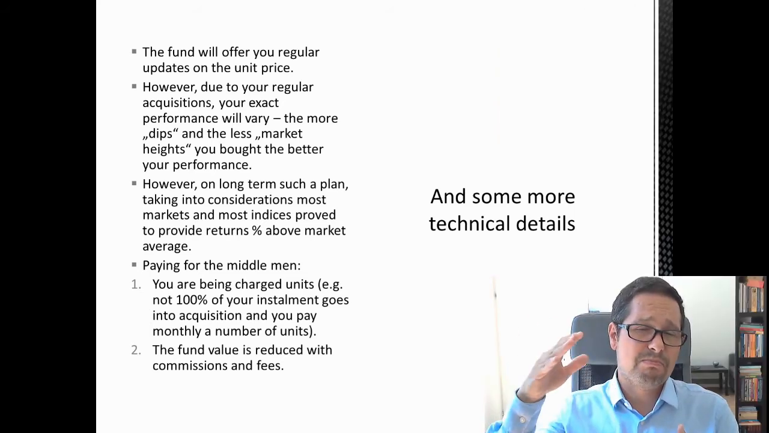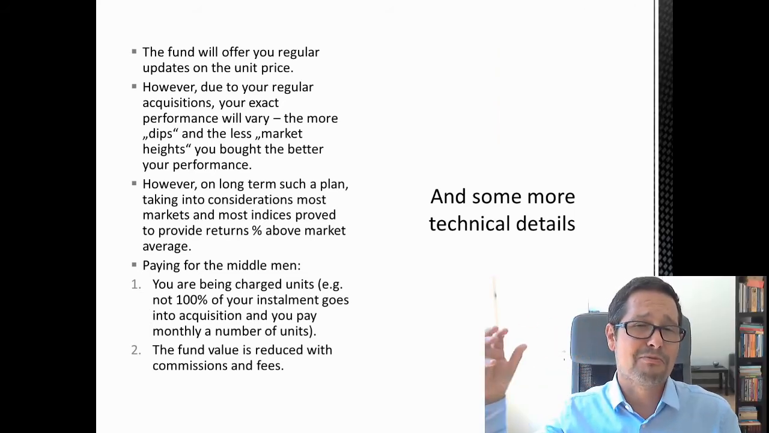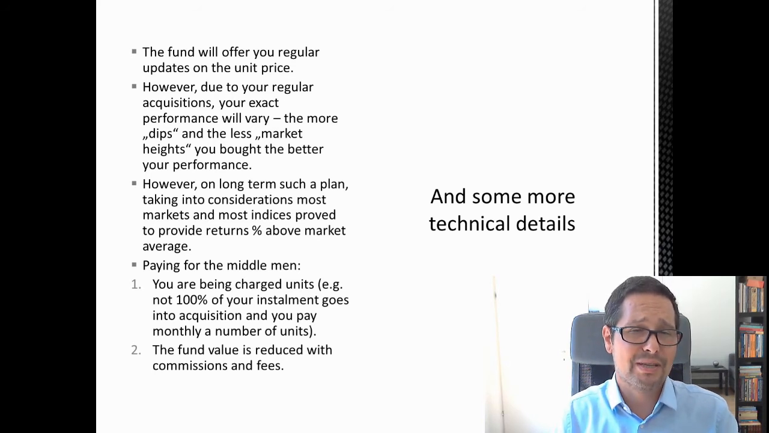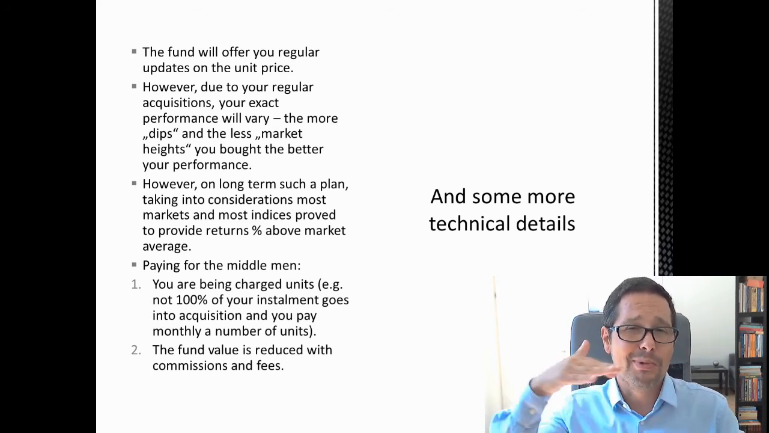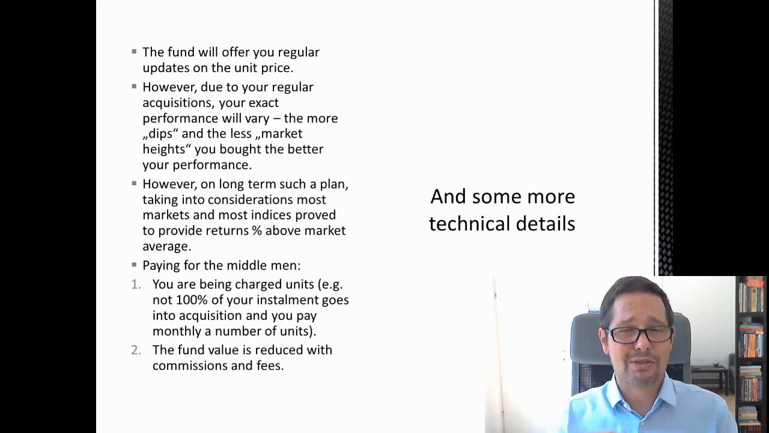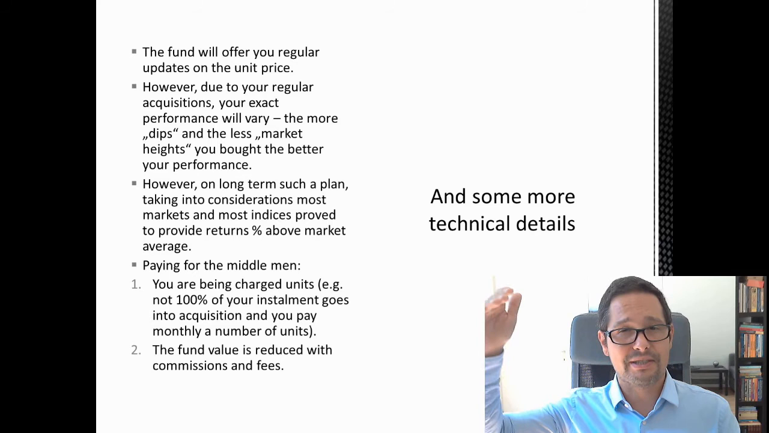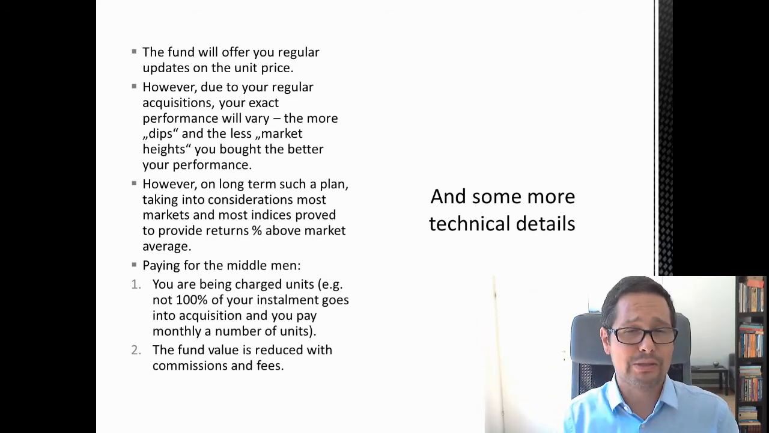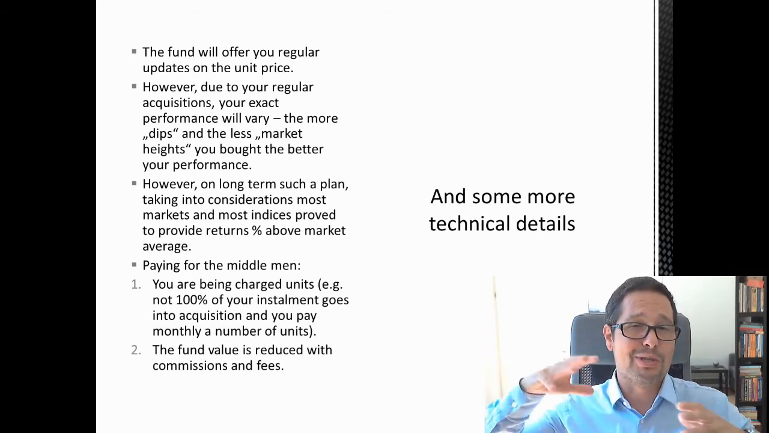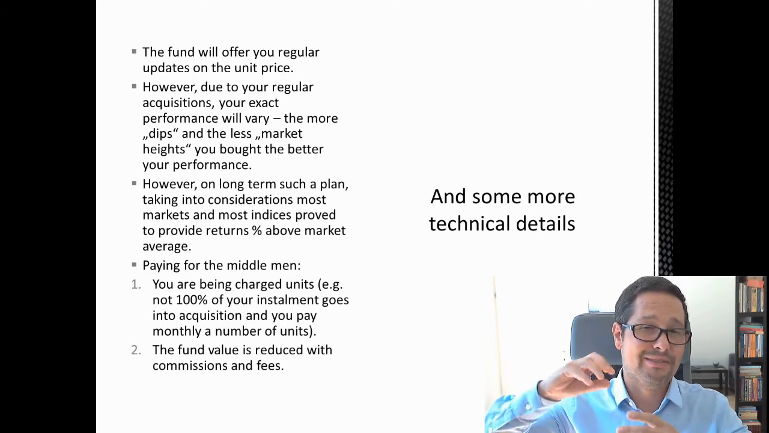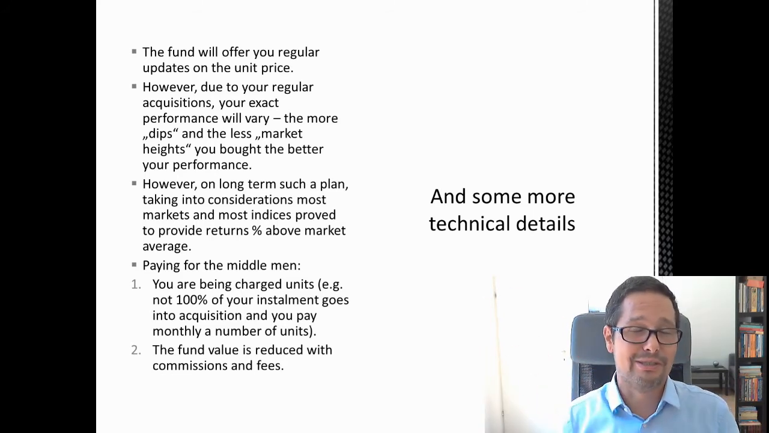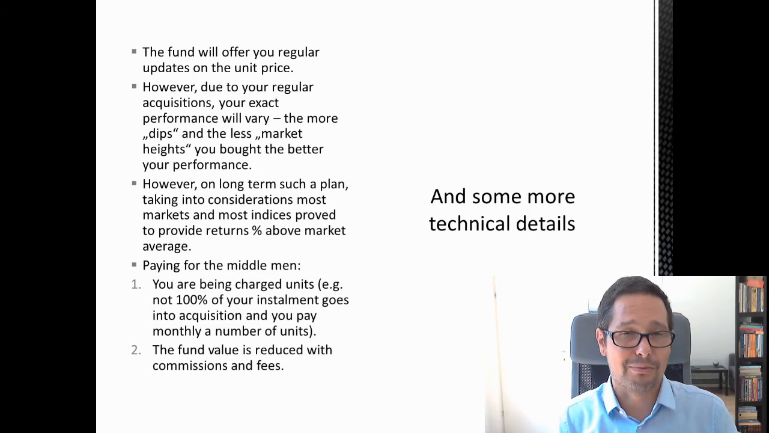The exact performance in your portfolio will vary because you never know exactly how many of these dips you have bought, so when the market was down, and how many of the peaks when the market was very high you bought. And it's always better if you bought more dips and fewer peaks during the lifetime of your policy.